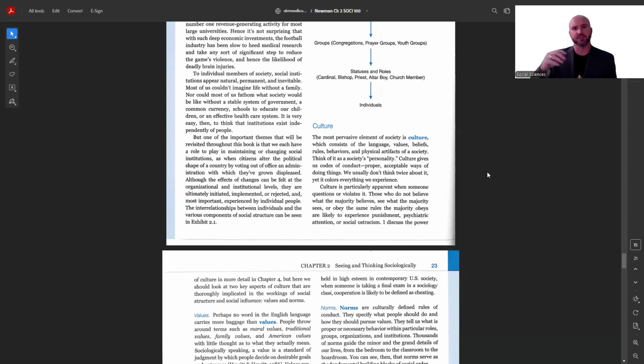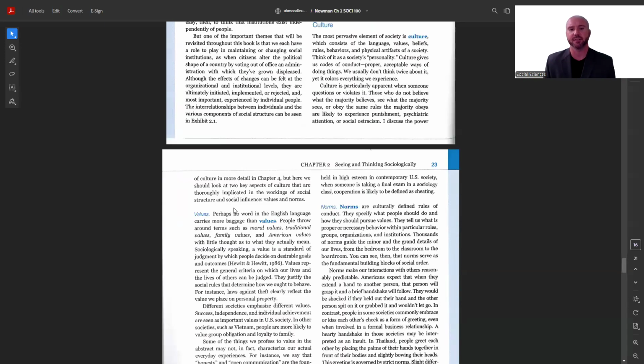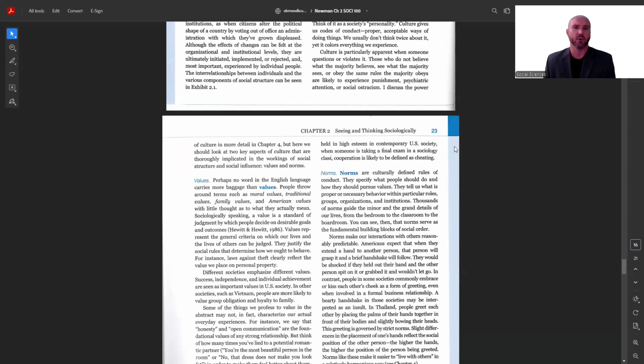Now, let me draw a connection between the most macro level aspect of social structure and the micro level elements. And it's in this word called norms. So norms are culturally defined rules of conduct, rules of behavior. Now, should you always, in every situation, greet other people, other strangers? And how do you do so?